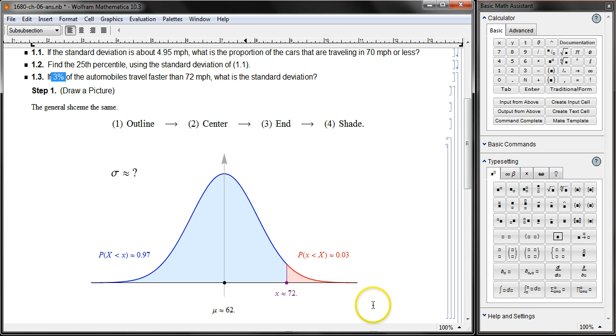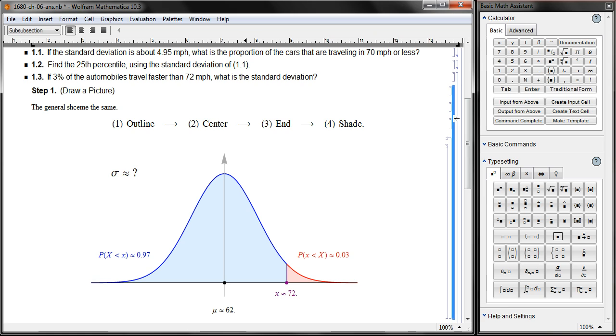This problem is about shading toward the right. So we want the other one. This was 3%, so the other one was 97%, and that is the starting point. So we are looking for the 97th percentile, which is equal to 72. From that, we have to find the standard deviation.